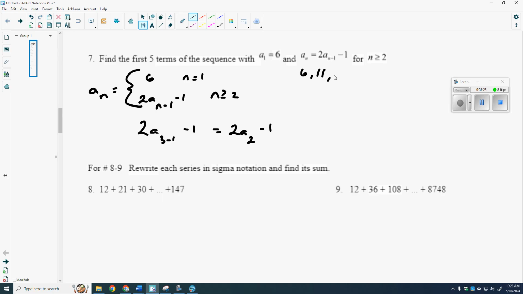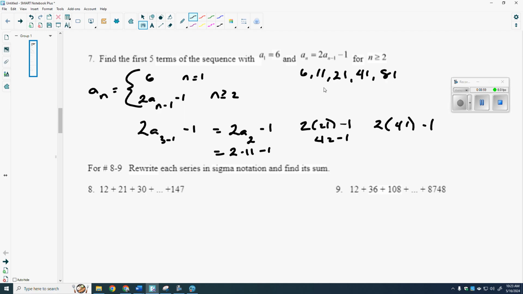So all this really says is take 2 times the previous term, subtract 1, and that gives me the next term in the sequence. So 2 times 11 is 22, minus 1 would be 21. 2 times 21 minus 1 would be 42, minus 1, which is 41, and so on. That's called a recursive definition. When your definition depends on the terms in the sequence or the terms before it, it's called a recursive definition.